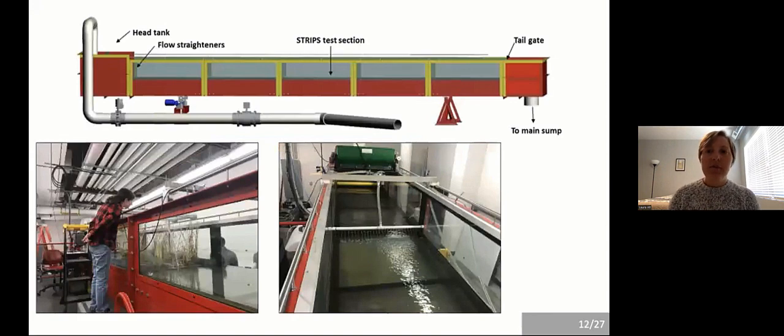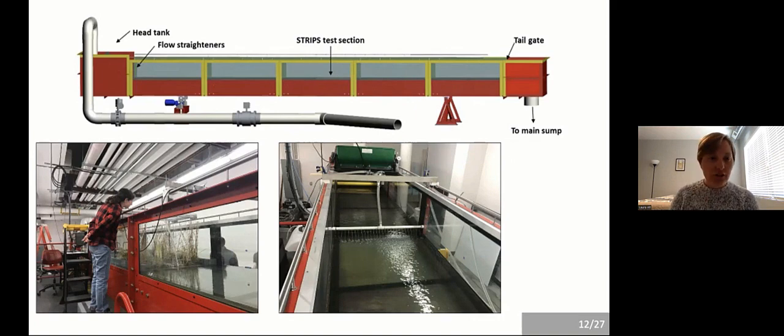A little background: a flume is an engineered structure where you can essentially control and measure the flow of water. Here you can see a schematic of the real-life flume that is kept in the basement of our building on ISU's campus. In addition to being able to control that flow rate, our flume has this strips test section right in the middle of it.